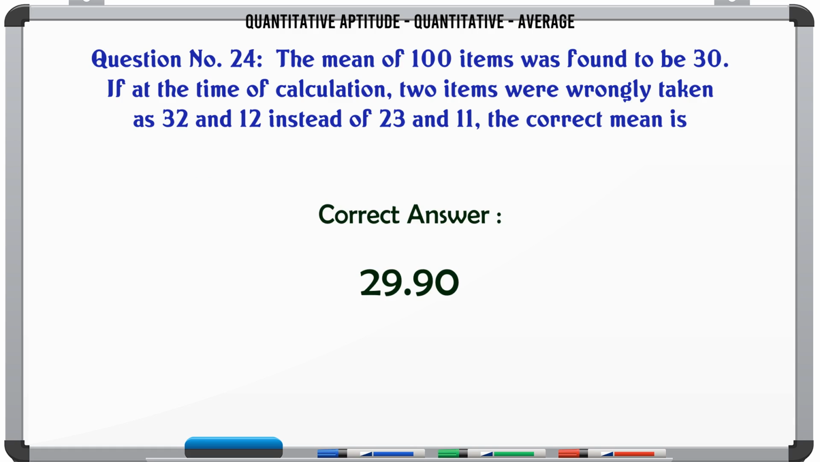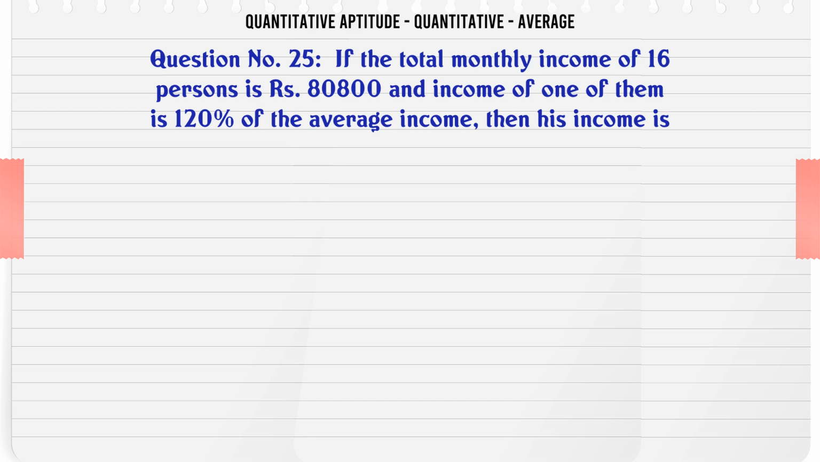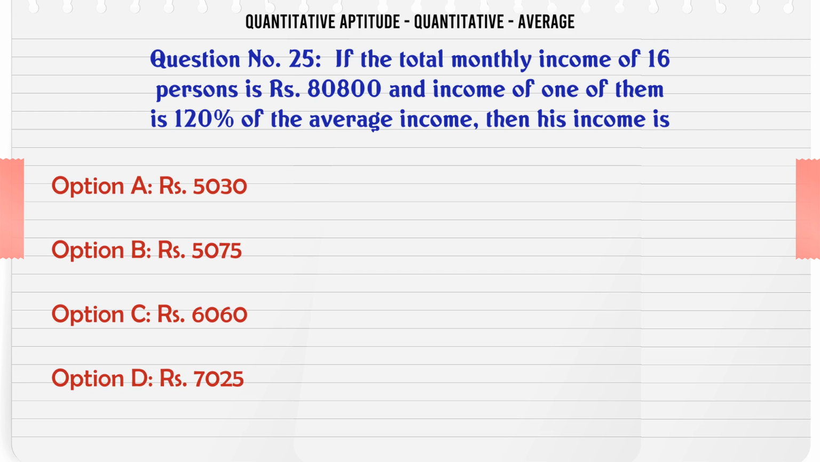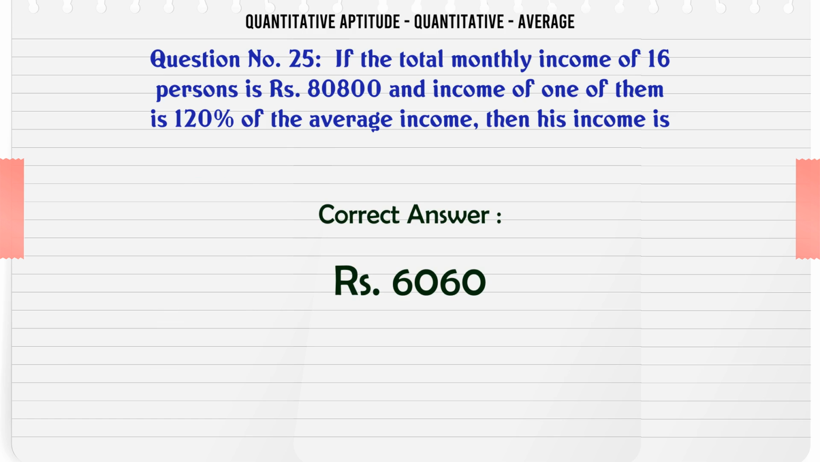29.90. If the total monthly income of 16 persons is Rs 80,800 and income of one of them is 120% of the average income, then his income is A Rs 5,030, B Rs 5,075, C Rs 6,060, D Rs 7,025. The correct answer is Rs 6,060.